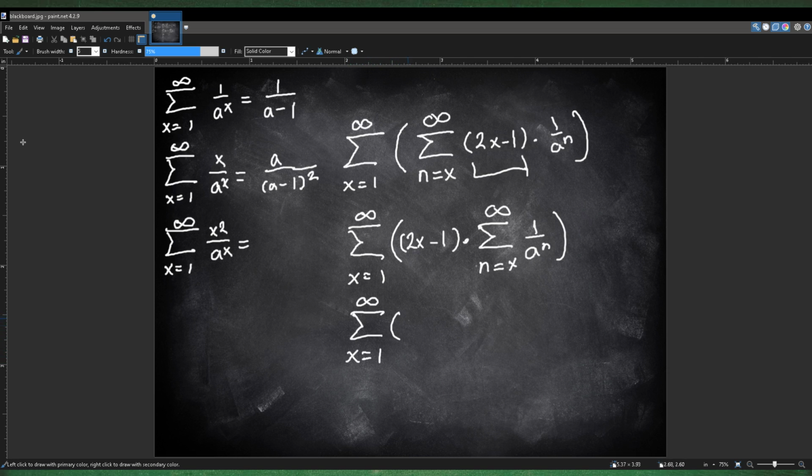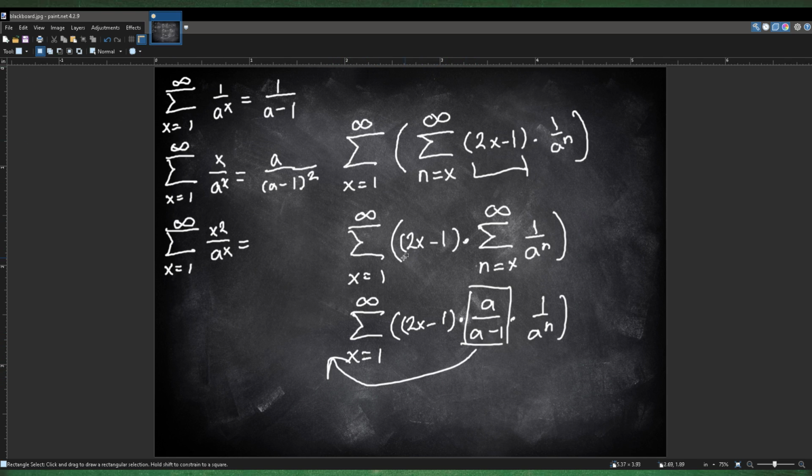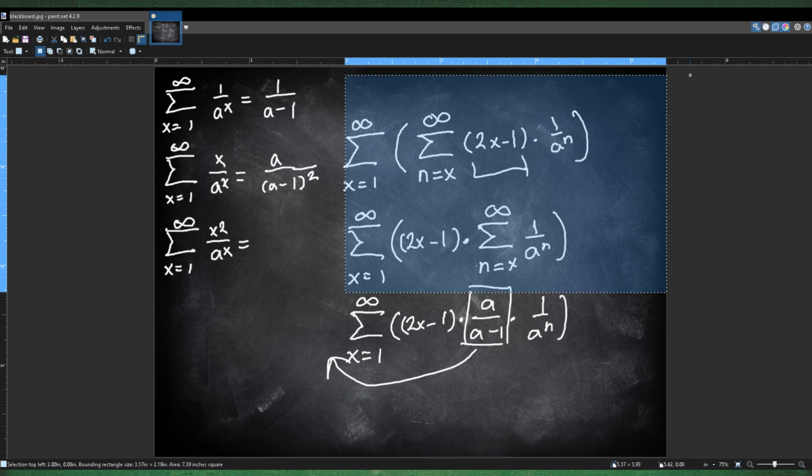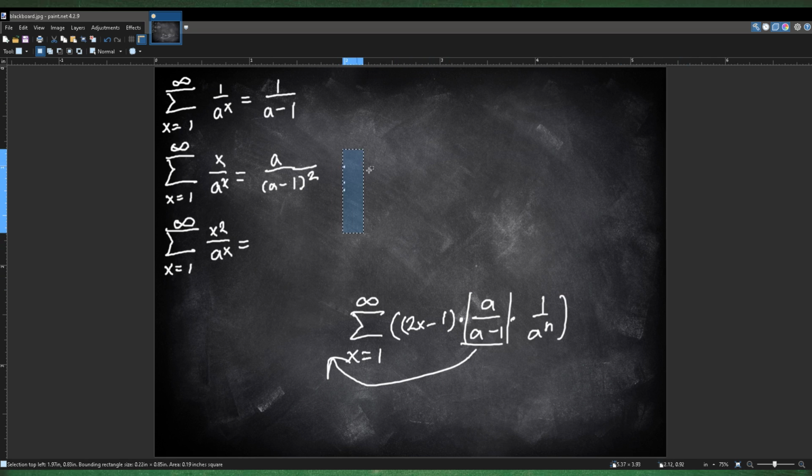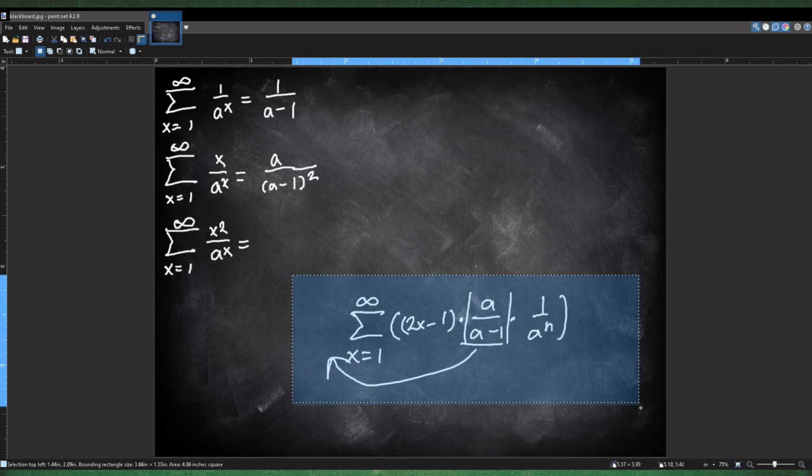Okay, so we have 2x minus 1, and this one was a over a minus 1 times 1 over a to the x. And this thing, which we talked about, is a constant, because a is a constant. So we can just move this outside the summation. I'll delete the rest of these so I can get some room to work with.